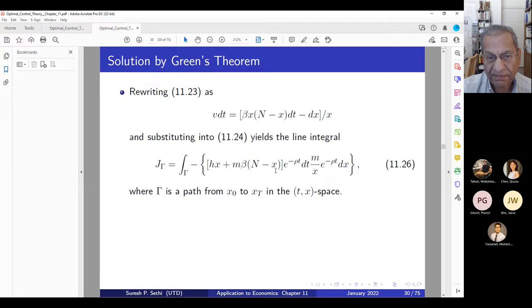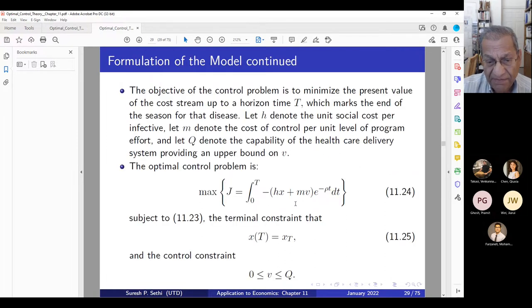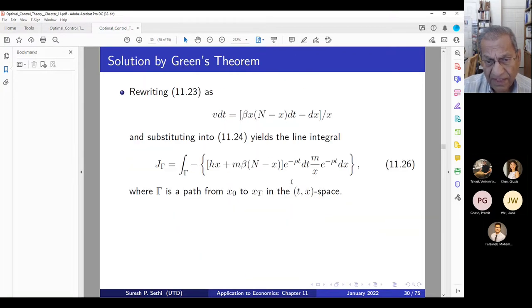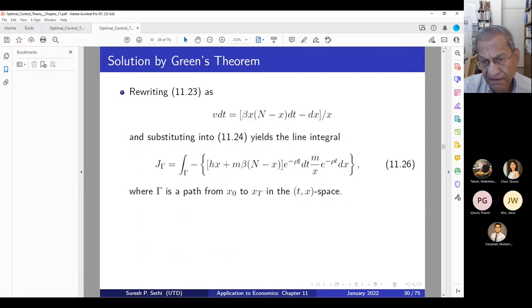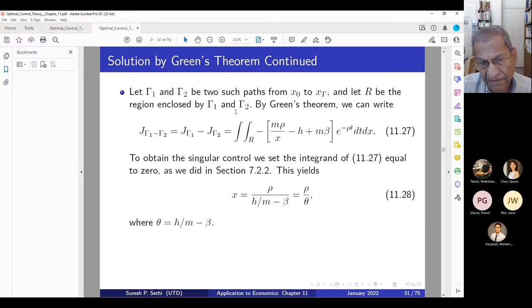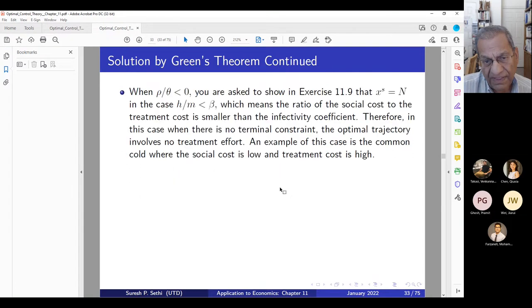We're going to use Green's theorem here. So we can solve for v dt from this equation. We find v dt is given by that quantity. We substitute for v dt here. This is v dt right there. We substitute for v dt, and we get a line integral. And then we apply Green's theorem for this line integral. And that gives us the area integral. We already know now how to do that. And when you set this equal to 0, I get our singular control, the turnpike. So that's our turnpike.